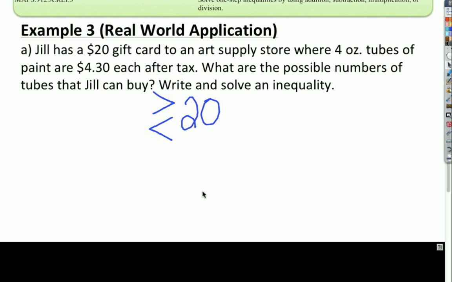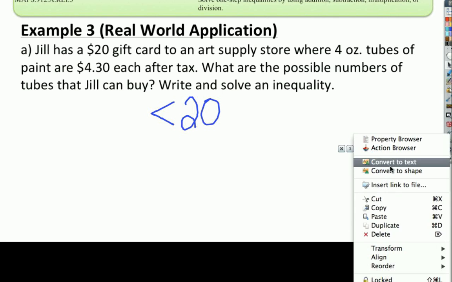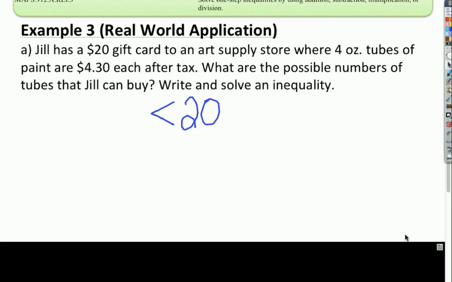Less than. Yeah, it has to be the less than symbol because you learned two different ways to remember how the symbols work. The alligator eats up the bigger number, and we just said that that's the most she could spend.